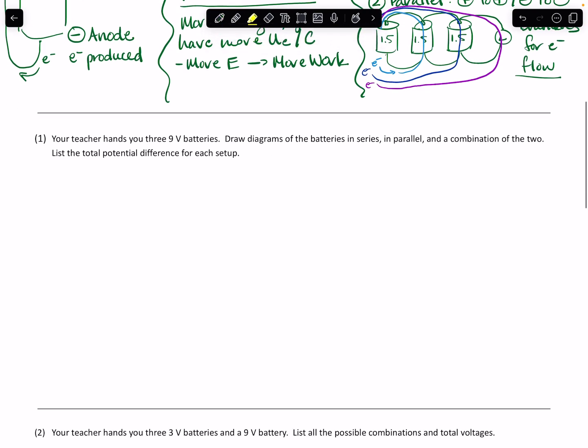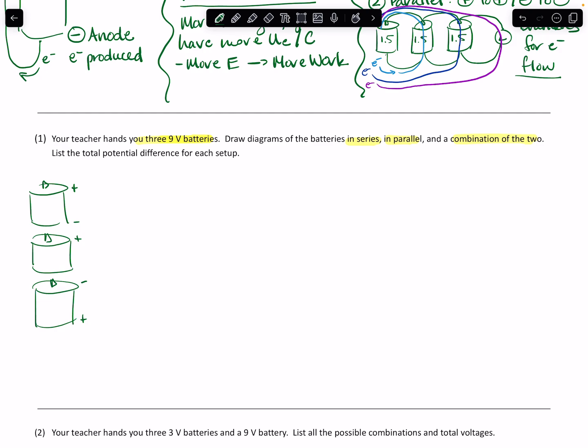So let's look at a couple questions. Your teacher hands you three 9-volt batteries. Draw diagrams of the batteries in series, parallel, or a combination. We're going to start with series. I'm going to draw these this way this time. I'm not an artist, so you'll have to forgive my cylinders. They don't look that great, but this is positive, negative, positive, negative, positive.